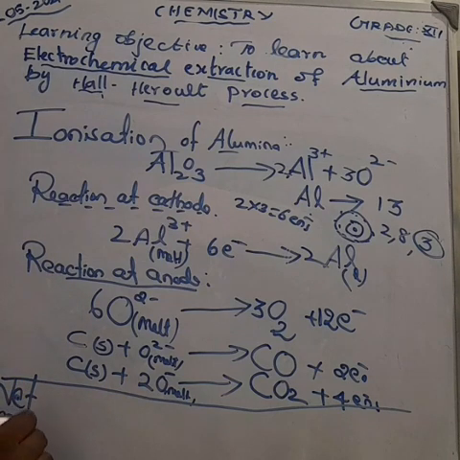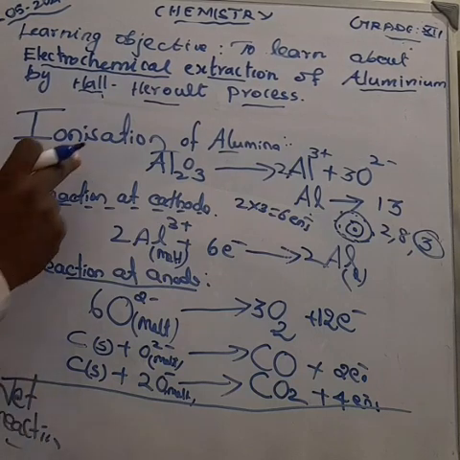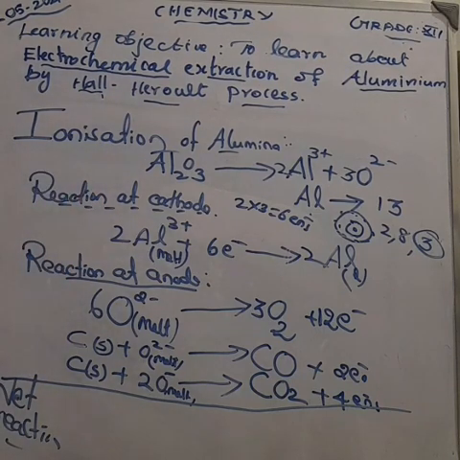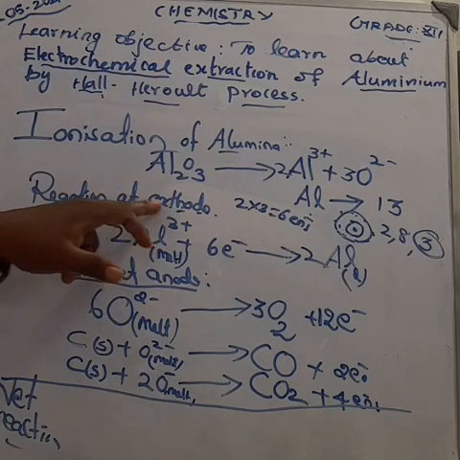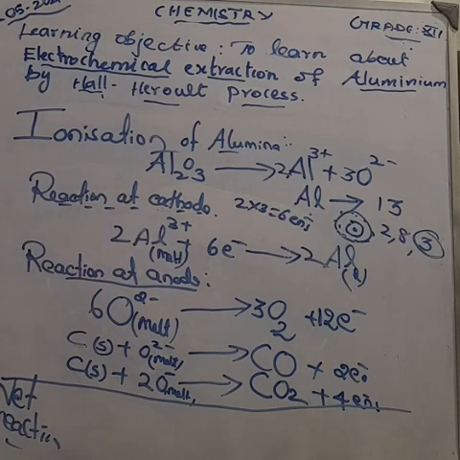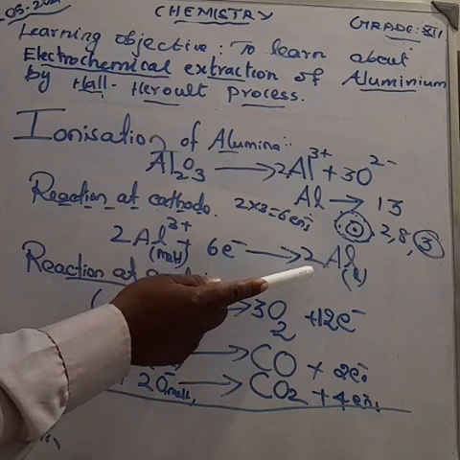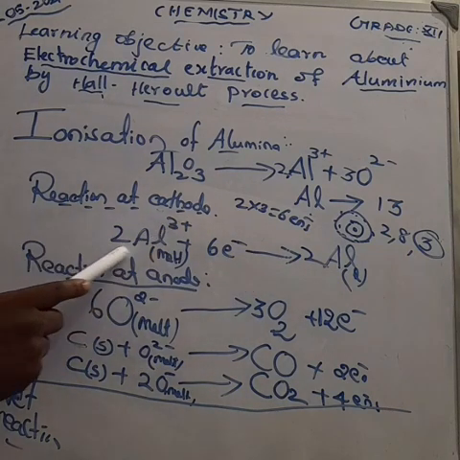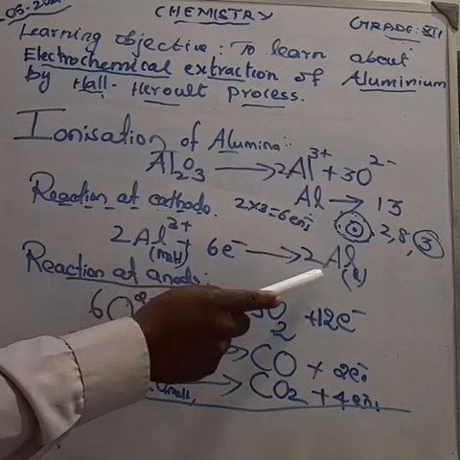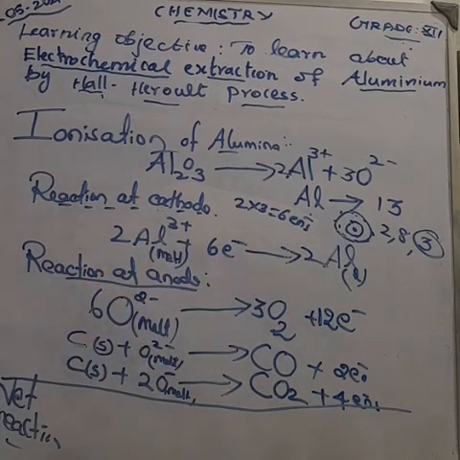In the ionization of alumina, there we wrote an equation. After that, we wrote an equation that is the reaction at cathode. Am I right? Here, 2 aluminum 3 plus, 6 electrons, we get aluminum metal. Am I right? Yes or no? So now we are writing the equation, the net electrolytic reaction.